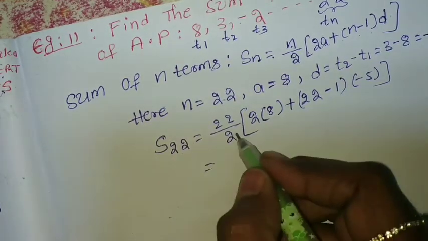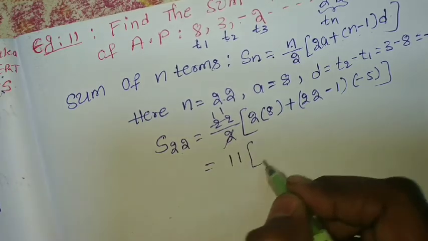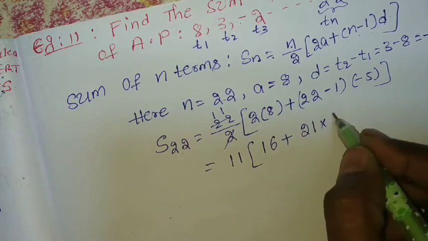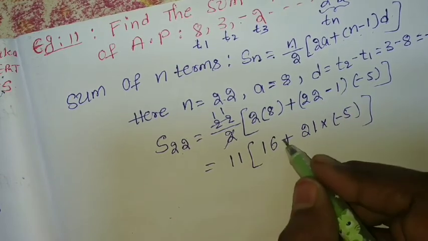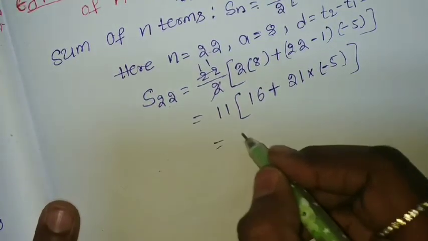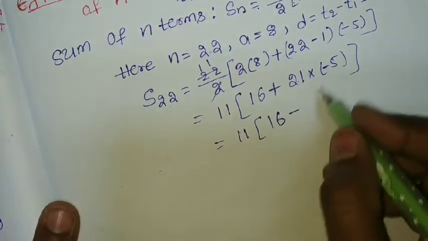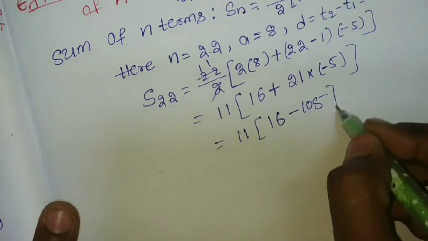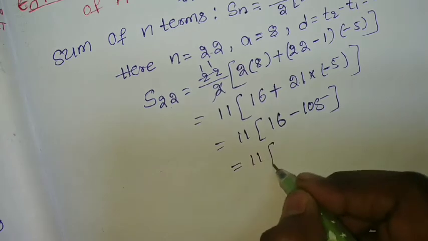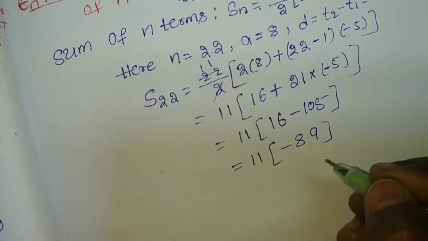Okay, so cancel: 2 ones are 2, 2 elevens are 22. So write down 11 into 2 eights are 16 plus 22 minus 1, that is 21, into minus 5. See here, plus into minus will become minus. So minus 16 minus 21 into 5. What? 5 ones are 5, 5 twos are 10, that is 105. Okay. What is 16 minus 105? Subtract that. What do we get? Minus 89. Check once.